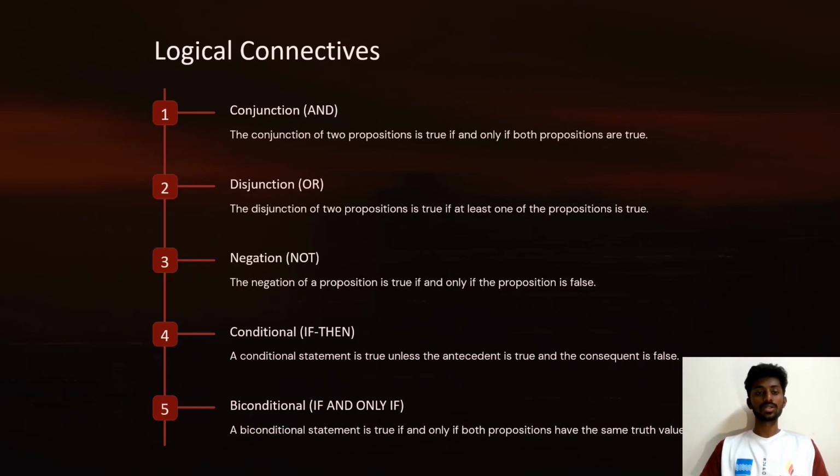Logical connectives. Conjunction, that is AND, which is used for multiplying. The conjunction of two propositions is true if and only if both propositions are true. Disjunction, or: the disjunction of two propositions is true if at least one of the propositions is true. Negation, that is NOT. The negation of a proposition is true if and only if the proposition is false.